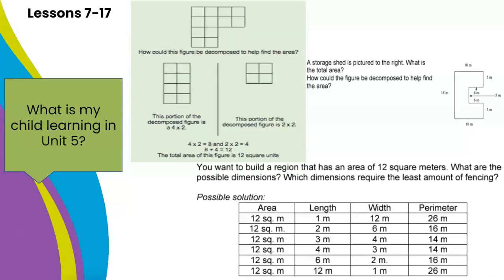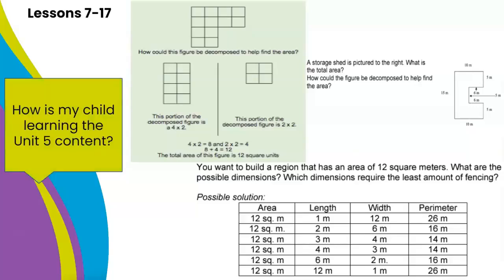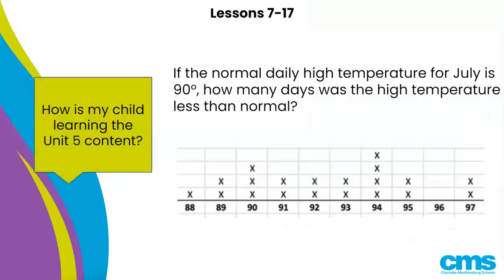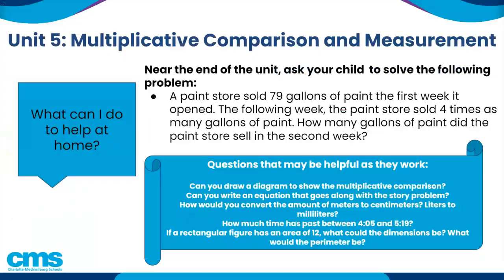Students will solve problems that involve exploration of the relationships between the area and perimeter of a rectangle. When given a fixed area, students will be able to determine all of the possible dimensions of the rectangle. Students will create line plots which show frequencies and use the information in the graph to solve simple 1- and 2-step problems. Near the end of the unit, ask your child to solve the following problem.